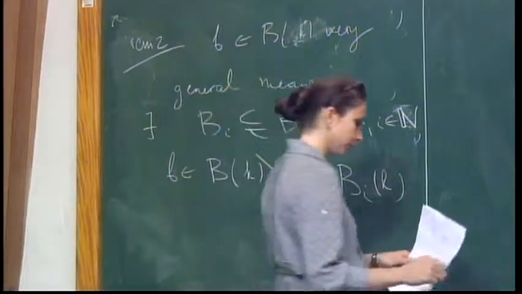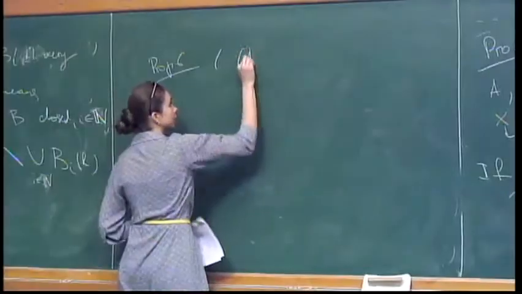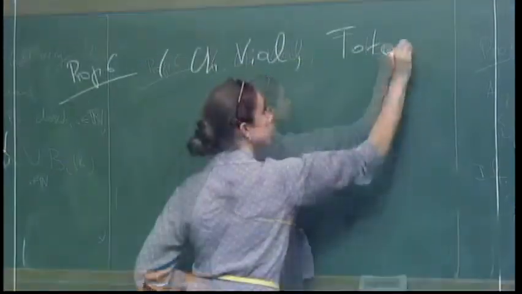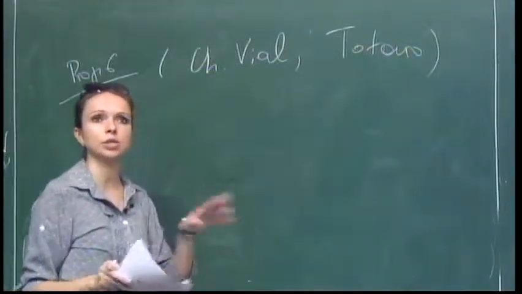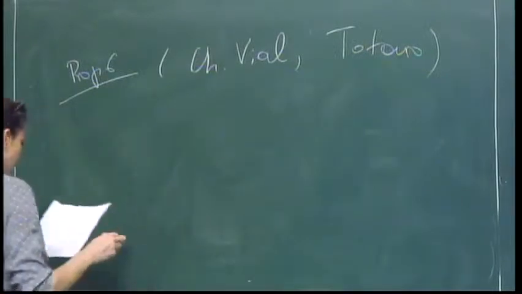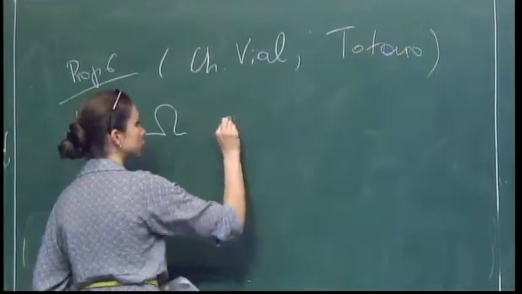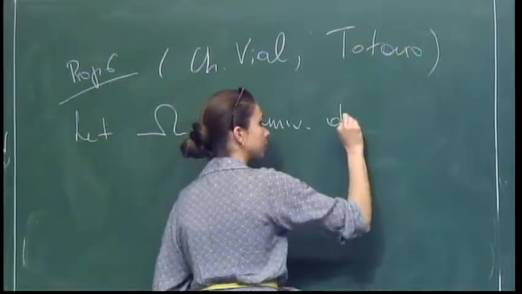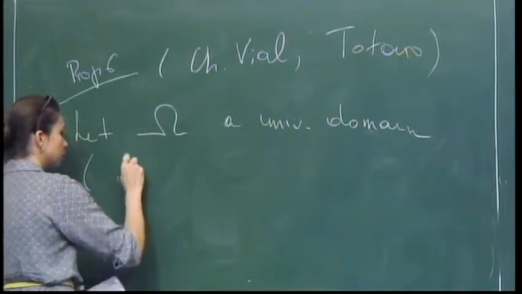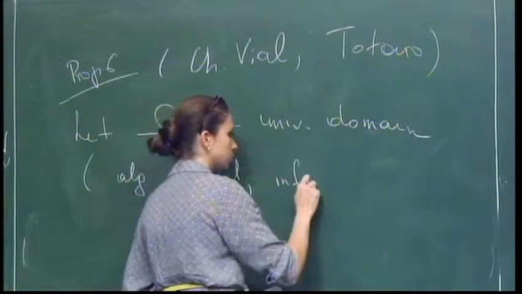And the last proposition in this direction, which personally I find very surprising, is due to Charles Voisin and Totaro. Forget about the decomposition of the diagonal and zero cycles, just consider families. So what happens here? You take a sufficiently big algebraically closed field, a universal domain. Thanks to Olivier, I learned that it means algebraically closed and of infinite transcendence degree.